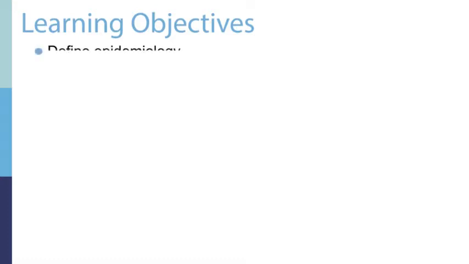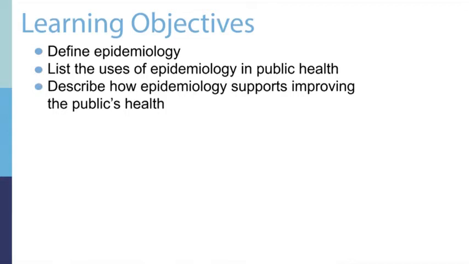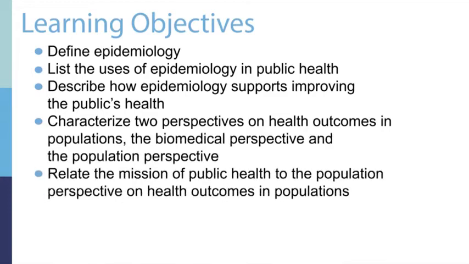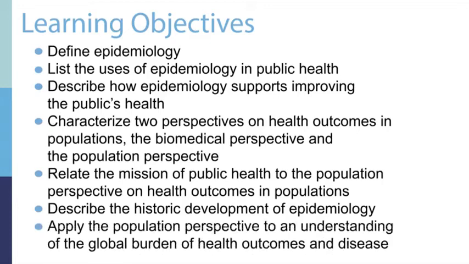After you have reviewed all of Week 1 lectures, you should be able to complete these learning objectives. They include define epidemiology, list the uses of epidemiology in public health, describe how epidemiology supports improving the public's health, characterize two perspectives on health outcomes in populations, the biomedical perspective and the population perspective, relate the mission of public health to the population perspective on health outcomes in populations, describe the historic development of epidemiology, and apply the population perspective to an understanding of the global burden of health outcomes and disease.